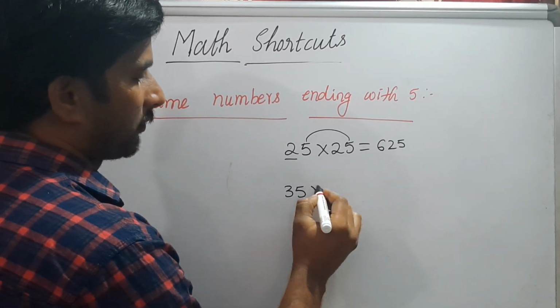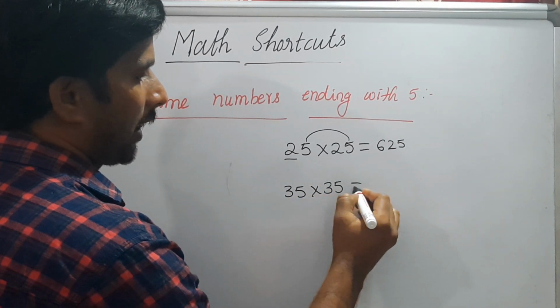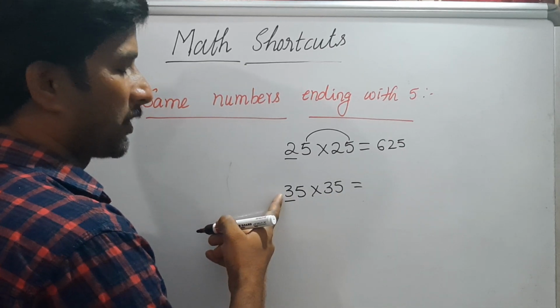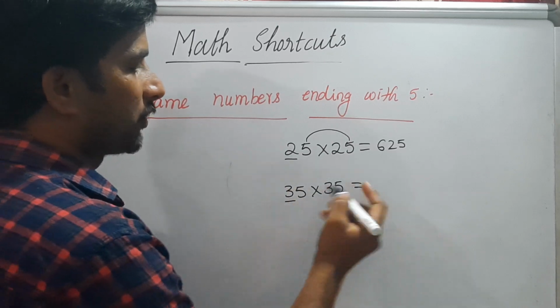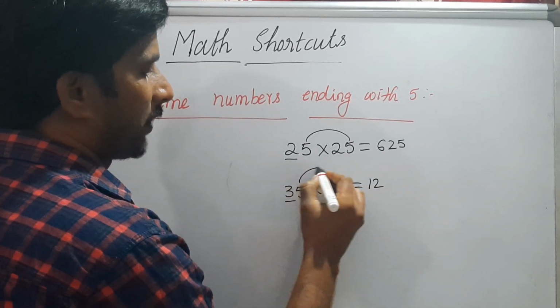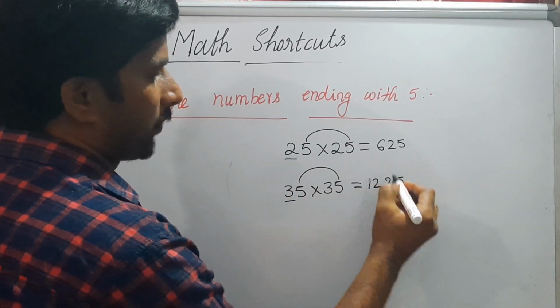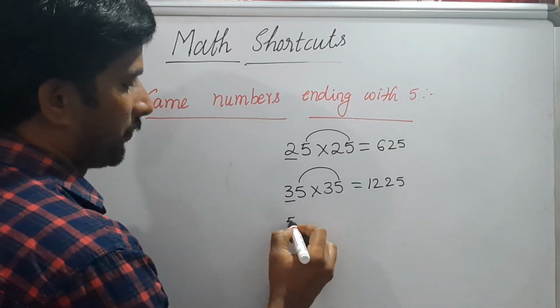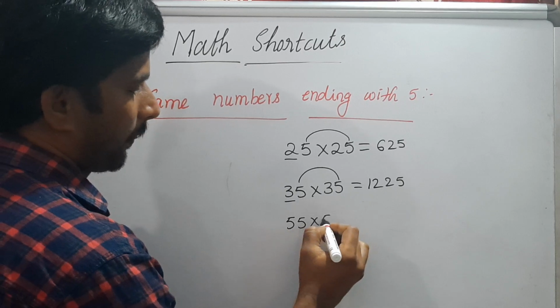35 into 35. Add 1 to the tens place. Here the tens place is 3. 3 plus 1, 4. 4 into this 3, 12. Now 5 into 5, 25. So 1225. So 55 into 55.